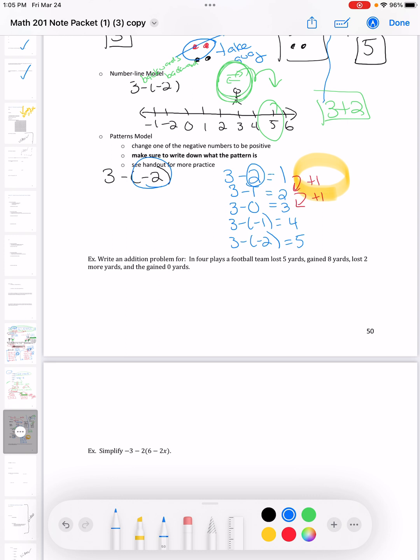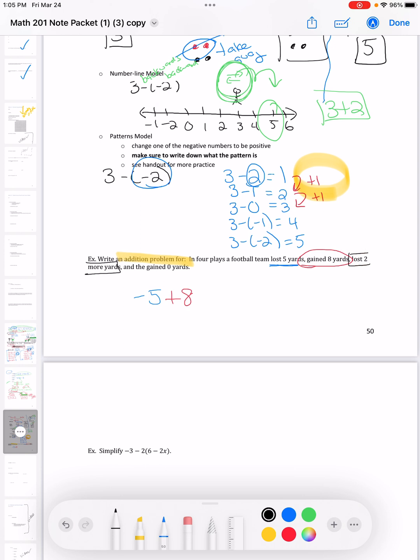Got a couple other little problems here to look at. So for this last one, we want to write an addition problem. That means I'm going to have plus in between my terms. I'm not going to use subtraction in between my terms. So this one sets us up with a football team. If a football team lost 5 yards, that would be negative 5. Gained 8 yards, that would be positive 8. Then lost 2 more yards.